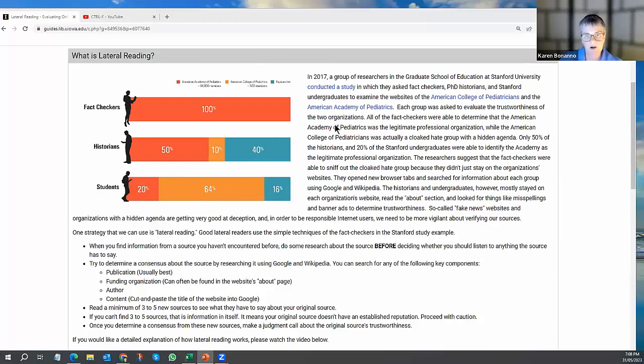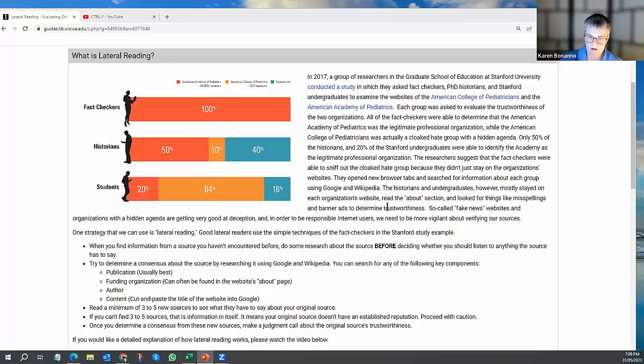But this particular site goes into providing more detail about this whole study that was done and the way that they did the actual fact checkers, but also what the historians and the students tended to do. And if you see here, it's probably something that's very similar to the way our students behave. It says that they mostly stayed on the organisation's website and read the about section and looked at things like misspelling and banner ads, trying to find the so-called fake news websites.